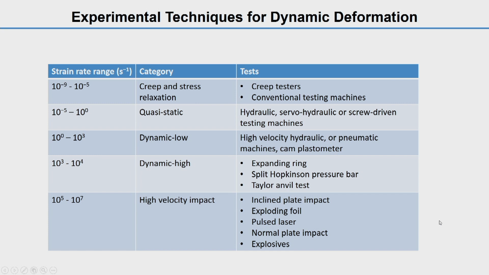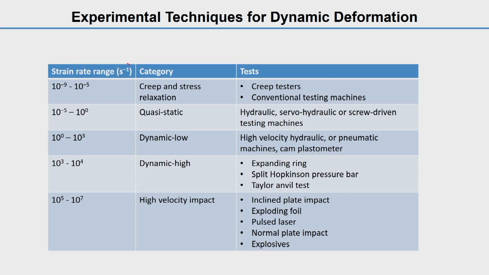So we discussed the stress waves, and after that we will talk about the experimental techniques of dynamic deformation. So let us see the different strain rate ranges for different tests or experimental techniques for dynamic deformation. As we discussed in the previous lecture, the unit of strain rate is second to the power minus 1.